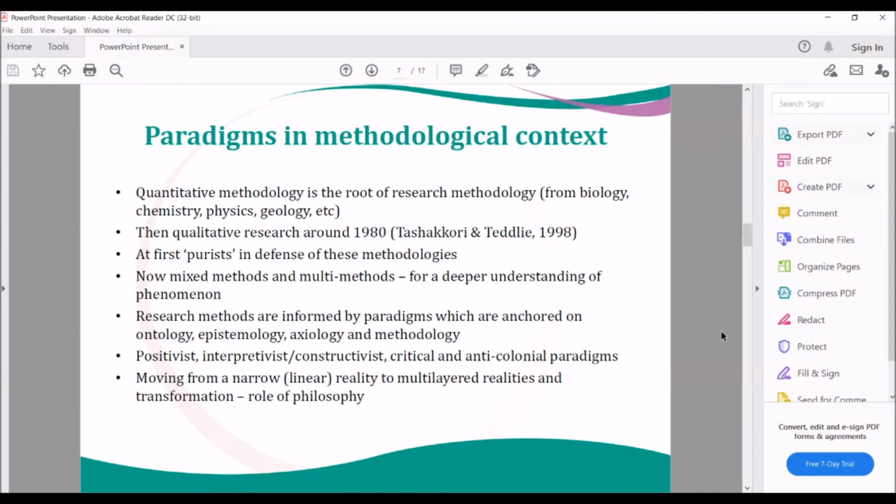And this, therefore, brought another dimension, going to the fourth dimension, about the thriving of decolonial project or anti-colonial paradigms and methodologies. So research methods are informed by paradigms which are anchored on ontology, epistemology, axiology, and methodology. So, Chair, Mr. Machila, actually the story is not complete if we only limit it at ontology and epistemology. Axiology and methodology are the other two dimensions or tenets of paradigms that need to be considered for discussion as well.